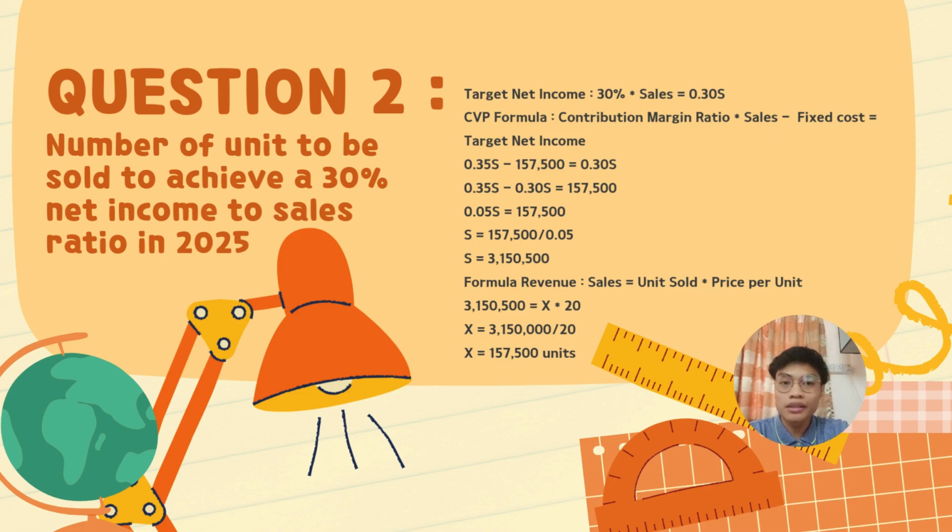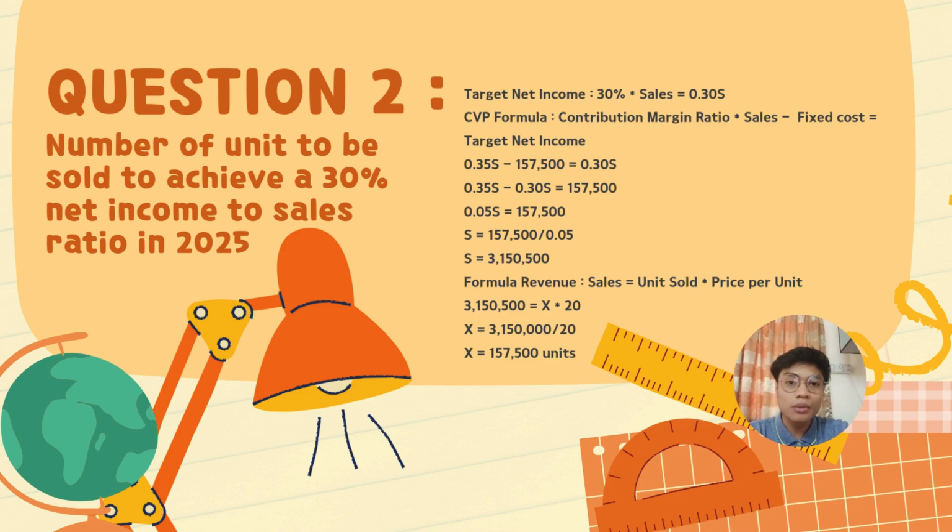As we know, our target income is 30% of sales, which we can write as 0.30S. So we use the CVP formula, which is contribution margin times sales minus fixed cost equals target income. So we set up the equation: 0.35S minus 157,500 equals 0.30S. So we move the 0.30S to the left-hand side and move the negative 157,500 to the right-hand side.